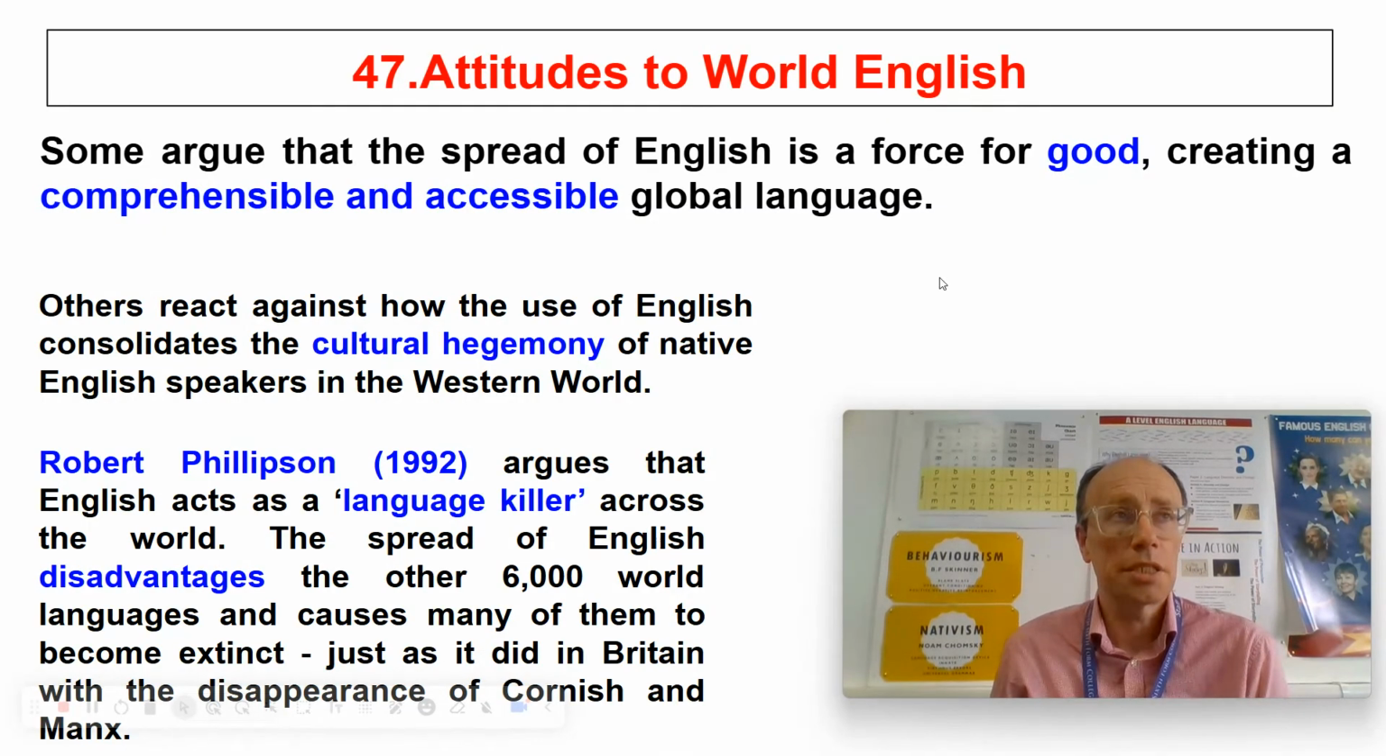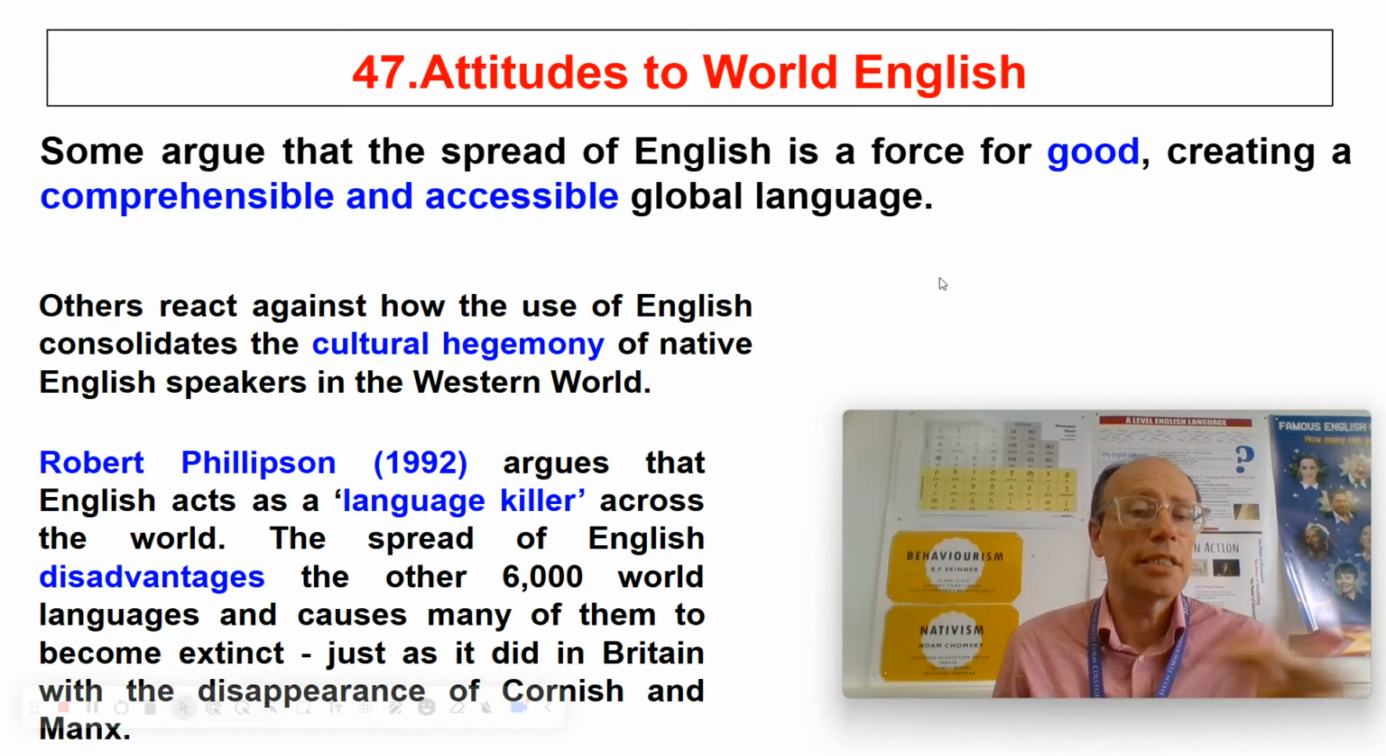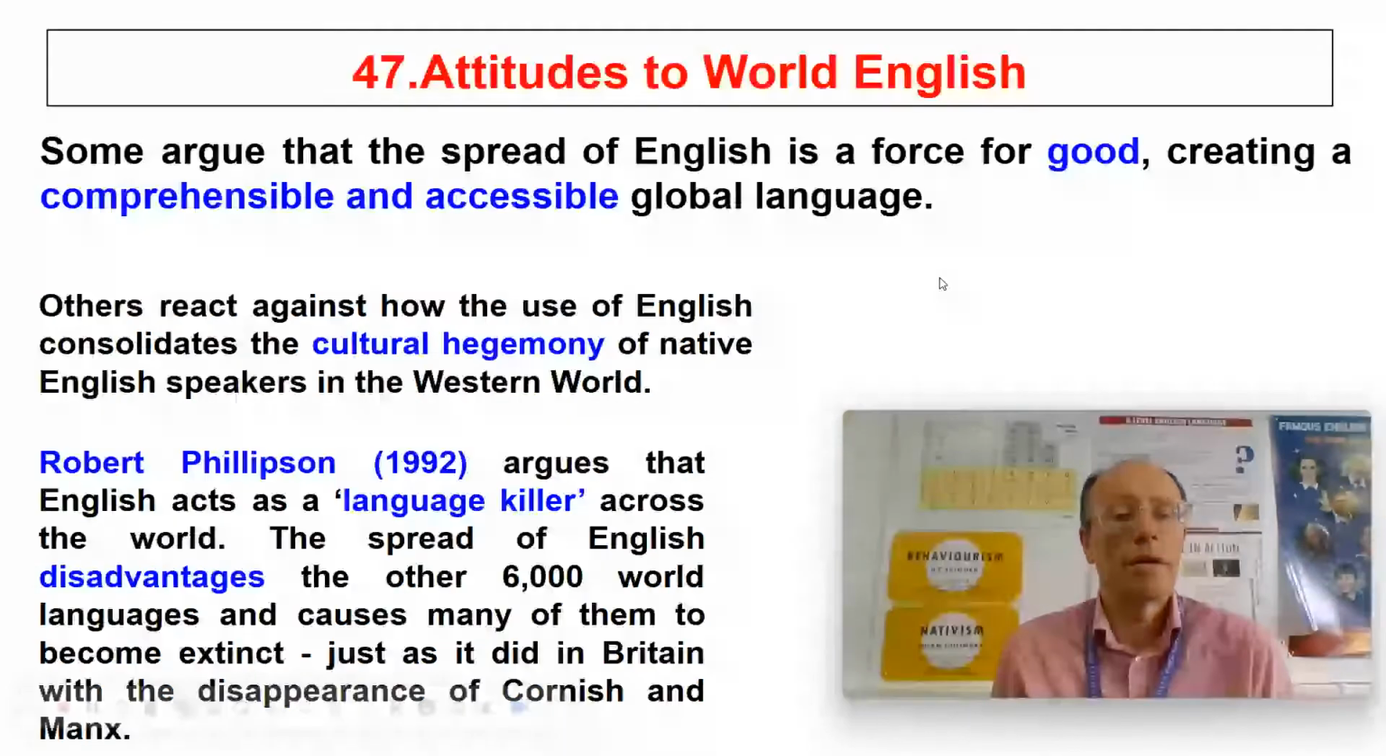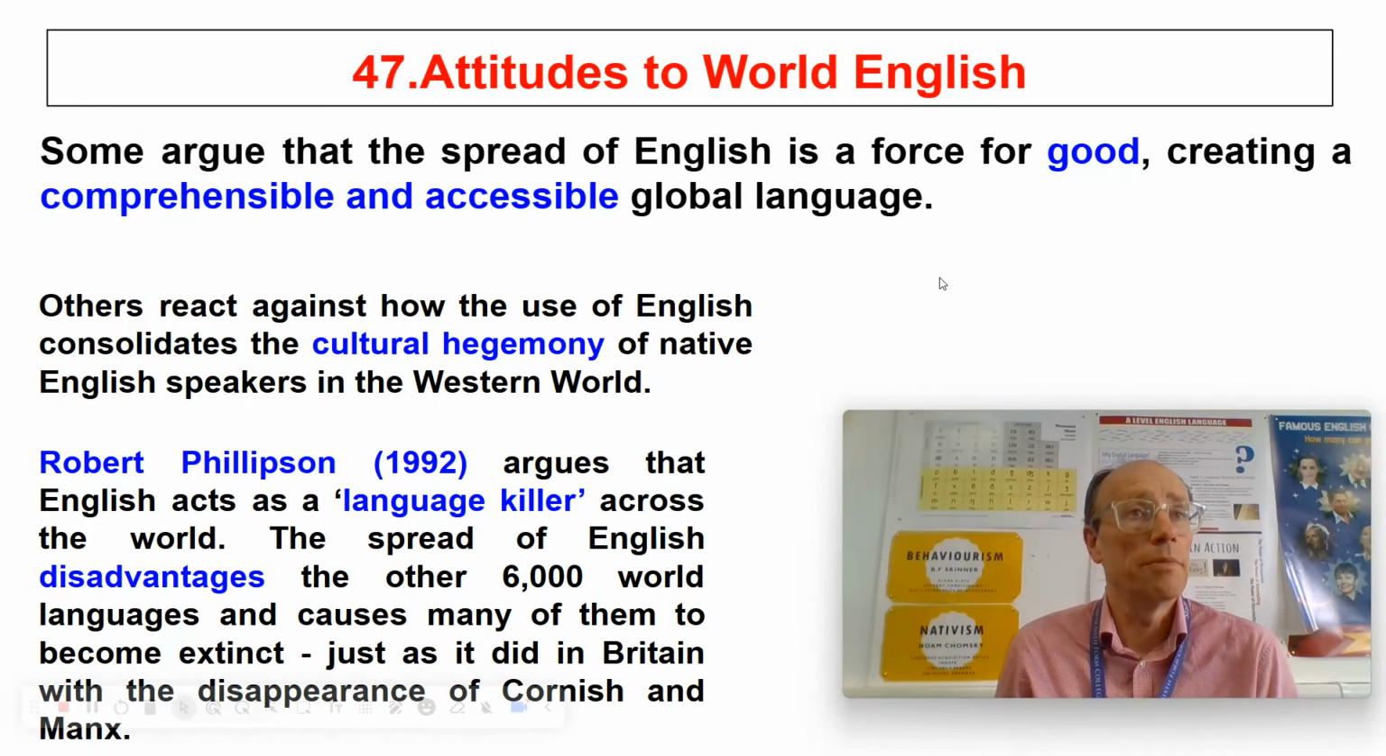has a more sinister kind of influence on languages because it's a language killer, right? The spread of English actually disadvantages the other 6,000 world languages and causes many of them to become extinct, in the same way as in Britain on our own shores, Cornish and Manx, which was the language of the Isle of Man, disappeared over time. So, would you regard English as a language killer?